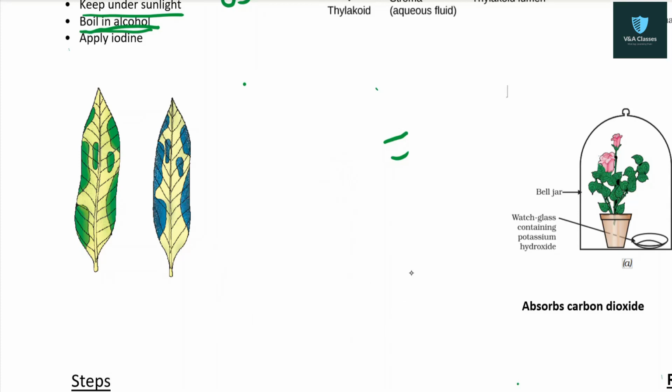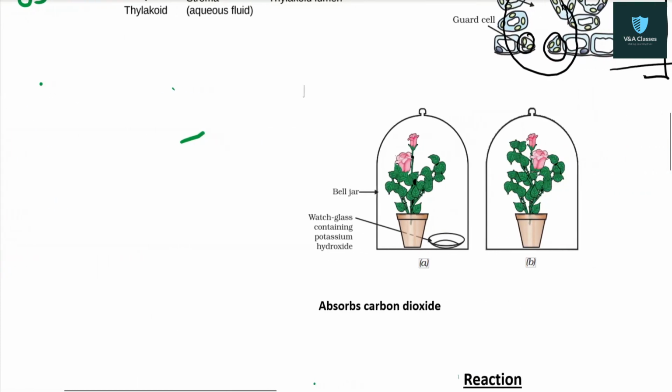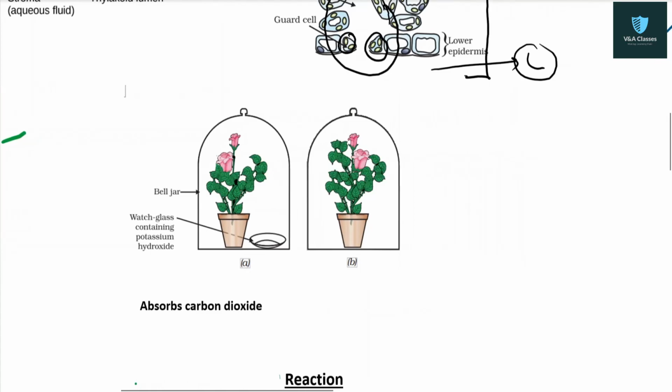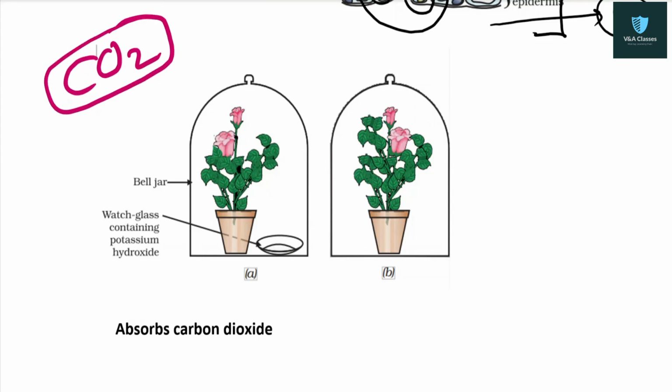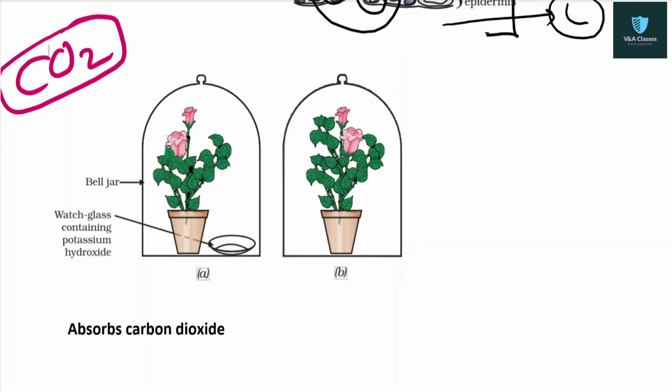Now we come to the second activity. What is the second activity? This second activity is regarding the importance of carbon dioxide. What you have to do is take two plants and put them in an airtight container.